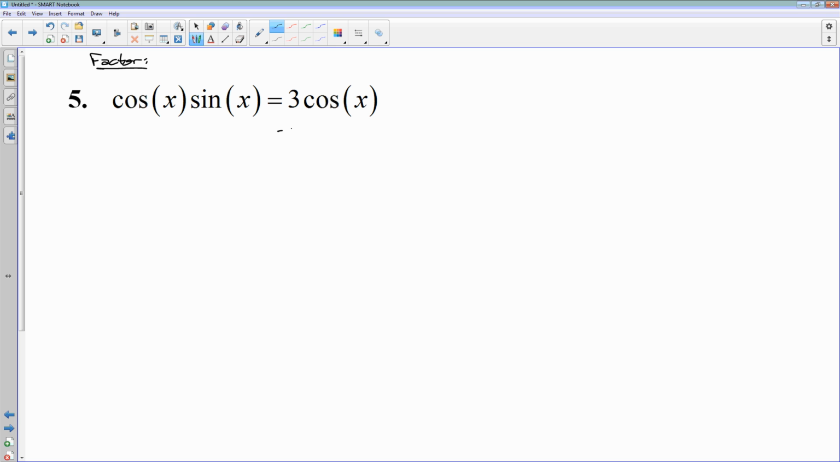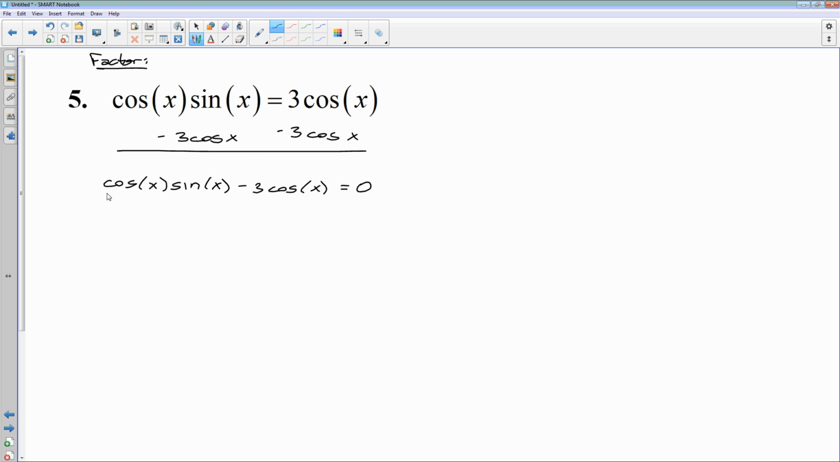So what I'm going to do is move my cosine x over to the other side of the equation. And that would give me cosine x times sine x, and you can't combine those. So it's going to be cosine x sine x minus 3 cosine x, and on the right side of the equation, that equals 0. And then what we would do is factor out the cosine x.